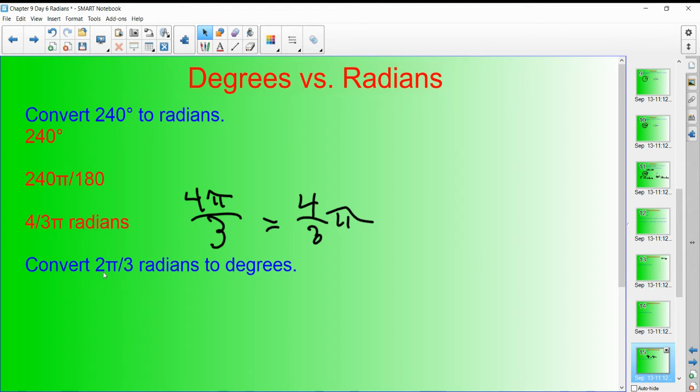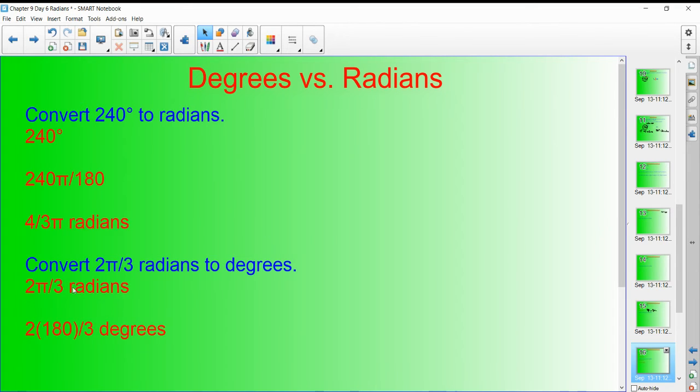Now to convert 2 pi over 3 radians to degrees, okay, pi is 180, so I have 2 times 180 divided by 3. I would recommend doing 180 divided by 3 multiplied by 2. So 180 divided by 3 is 60, times 2 is 120. Or if you want to type it all in the calculator, you're fine to do that as well. But we need to remember that pi is 180 degrees.